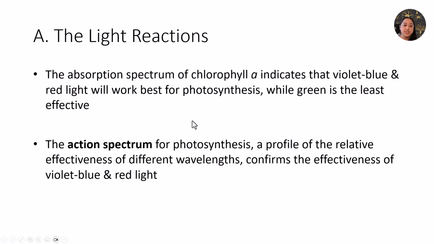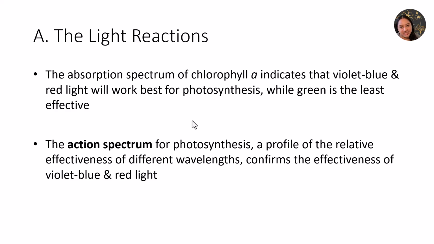So the absorption spectrum of chlorophyll A indicates that violet, blue, and red light will work best for photosynthesis. If you ever get a grow light, I have one right here in my room, for plants that don't get a lot of sunshine in a particular window, you'll notice that the light isn't always white. It might be weird red and blue, which is what mine looks like. It's actually like a vibe.